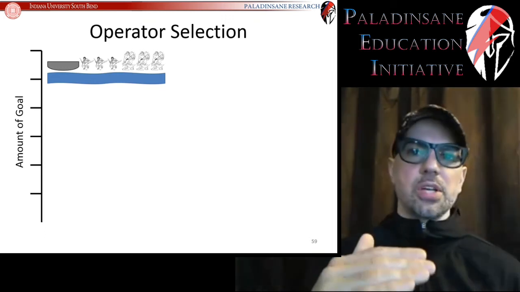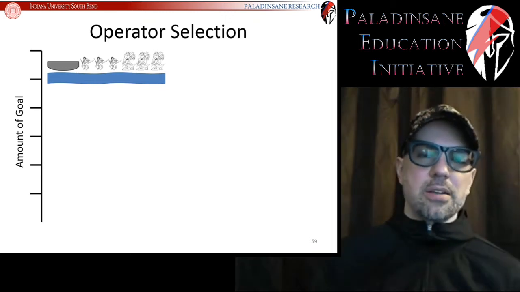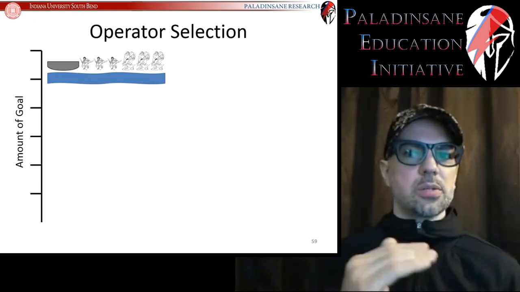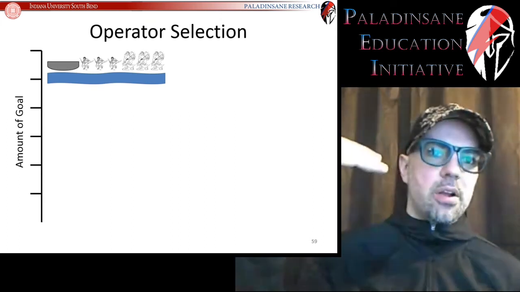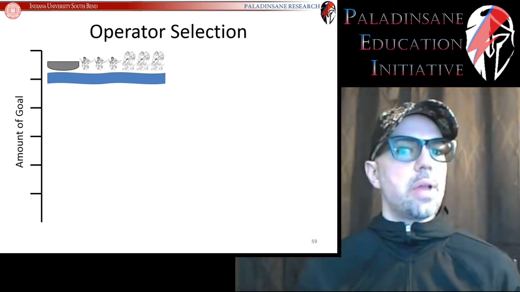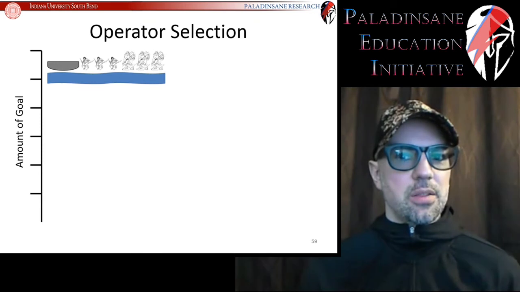So it can go anywhere from 0 to 6. The bottom part of that axis is 0. That's where we start the problem. Nobody's on the other side of the river. The top part of the axis is 6. That's where we end the problem. Everybody's on the other side of the river.